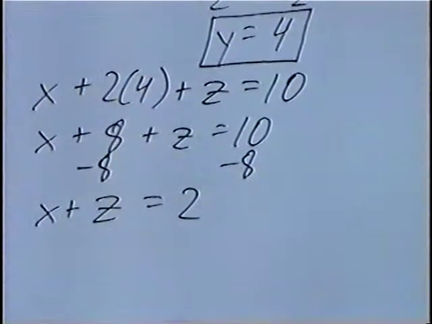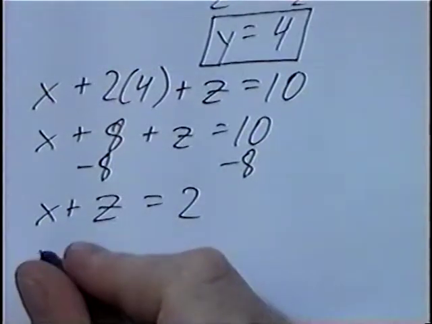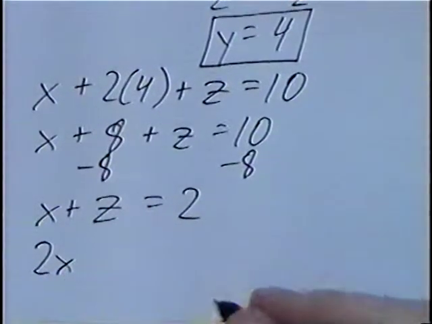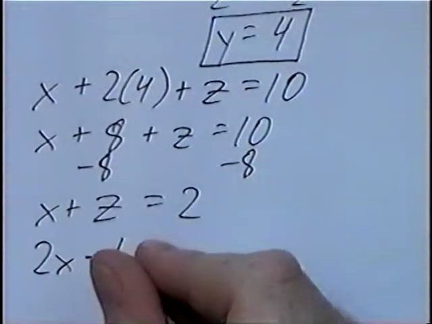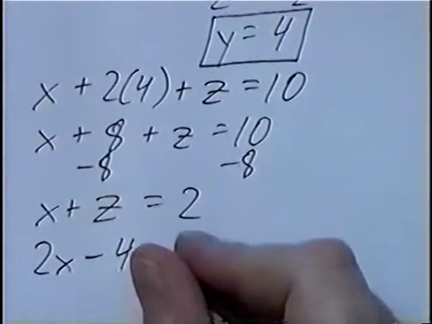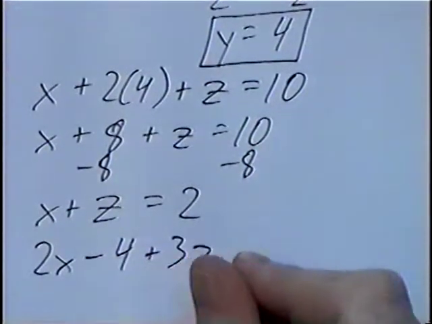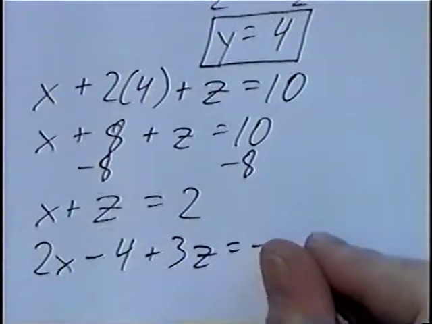Looking at the second equation, if we rewrite that one, we'll have 2x minus y, but y is equal to 4. So 2x minus 4 plus 3z equals negative 5.